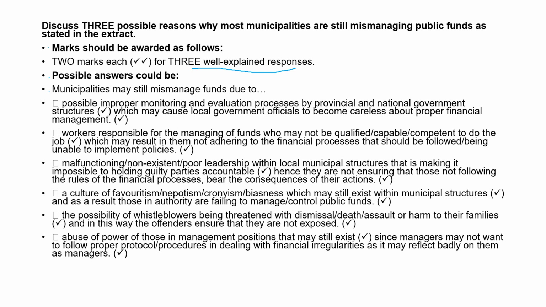Point number 1, it says municipality may still mismanage funds. Look at how it is written. Municipality may still mismanage funds due to, and then they give the points underneath the subheading, due to possible improper monitoring and evaluation processes by provincial and national government structures. And then you get your point for the first statement. And then the statement continues, which may cause local government officials to become more careless about proper financial management. And then you score yourself another mark. On one sentence, you get 2 marks, if your explanation is proper or well explained. Let's look at the next explanation.